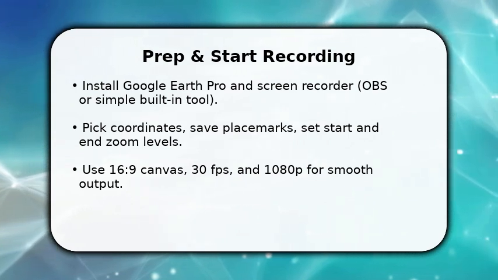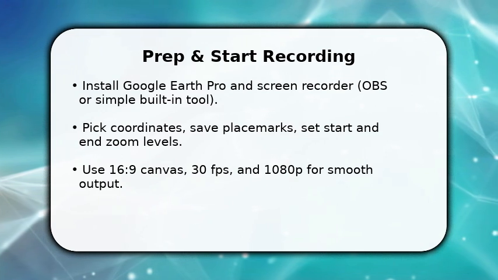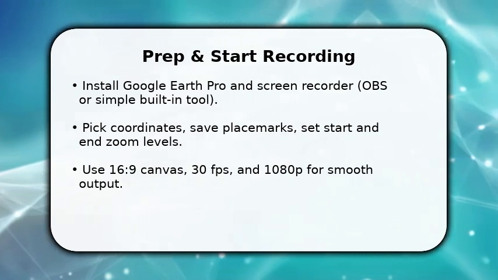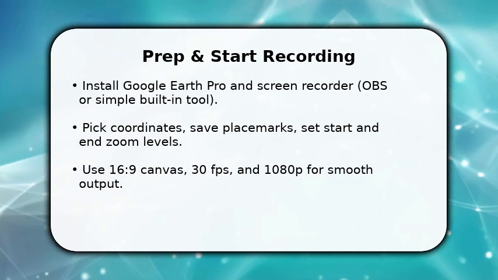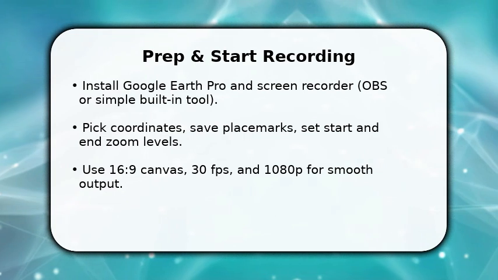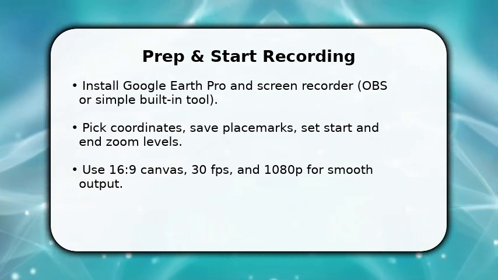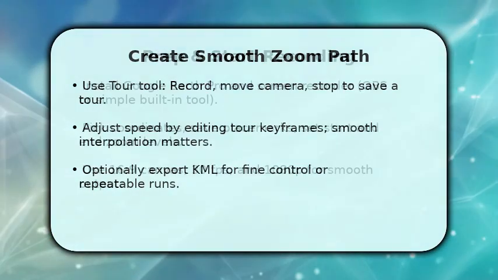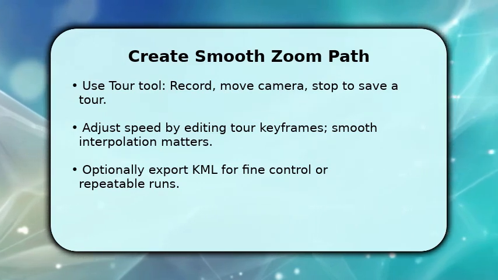Adjust zoom to the starting level and save a place mark. Once done, set the final zoom point and save that too so you can toggle between them smoothly. Now prepare a clean desktop, close notifications, and set the recorder to 30 FPS for consistent motion. Use the tour recorder to capture the actual zoom motion.